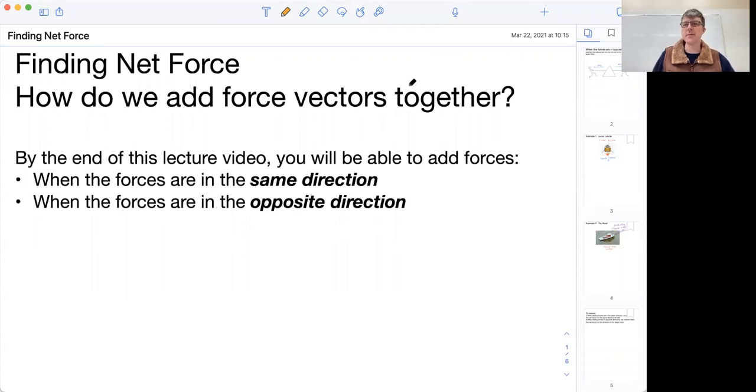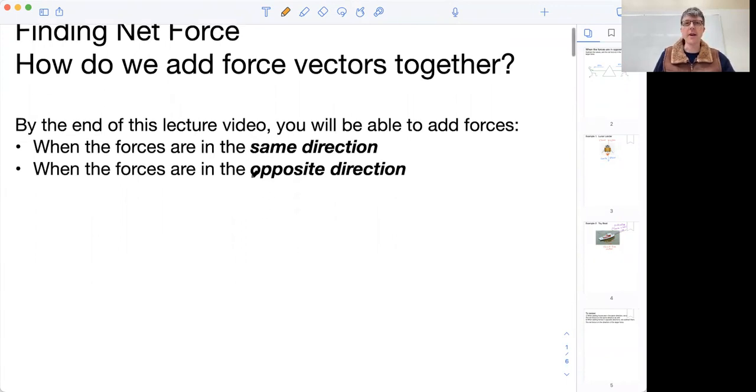Today, we're going to study finding the net force. How do we add force vectors together? And we're going to be doing this in two different situations. By the end of this lecture video, you'll be able to add forces when the forces are in the same direction or when the forces are in the opposite direction. So let's get started.